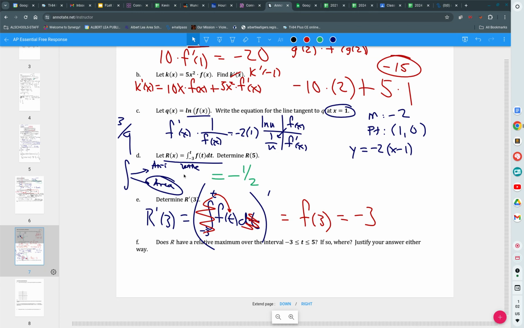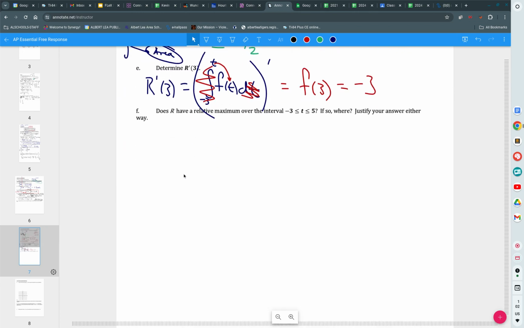The last part I want you to focus on, it says, does R have a relative maximum? Remember, a relative maximum occurs when f prime changes from what to what? From positive to negative. Okay, so you're looking for where R prime changes from positive to negative. See if you can sort through that. Talk to the person next to you and see if you can figure out the answer. Okay, take about 35, 40 seconds. Go.